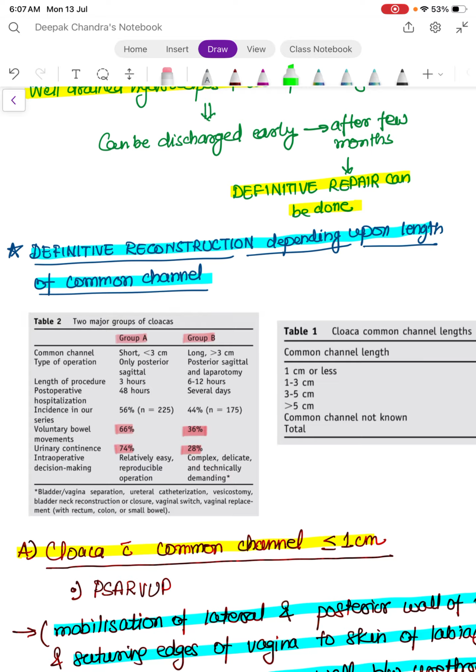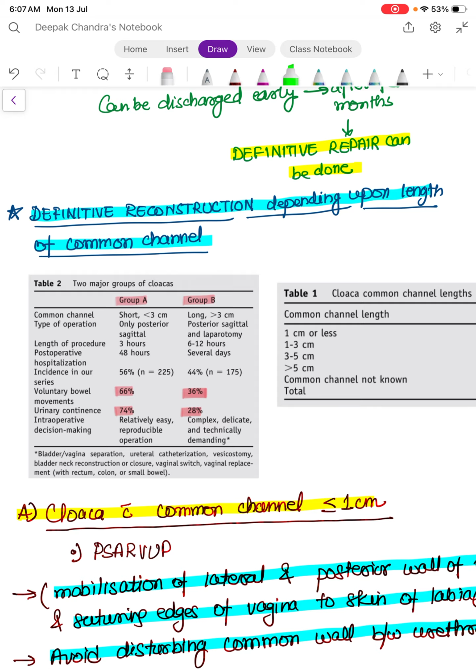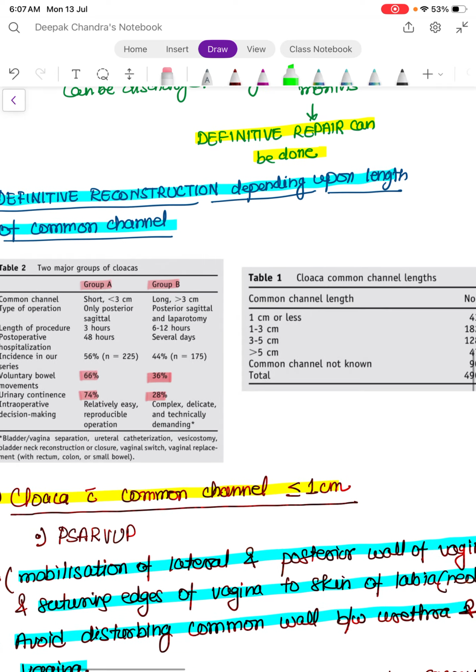So there is a difference in the time taken for the entire surgery, and one can see there will be an extended post-operative stay also, and one can see the difference in terms of outcomes. In group A, in their study, 66% and in the other group 36% of patients are able to achieve voluntary bowel movement. Similarly, one can see the difference in urinary continence.